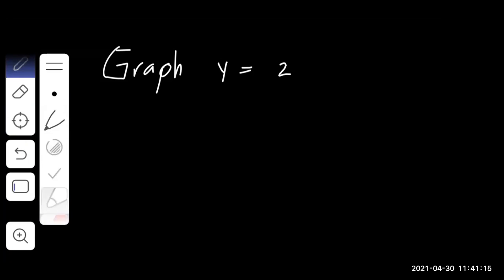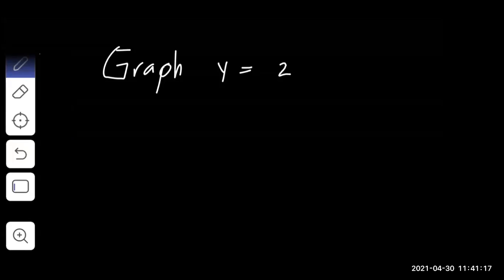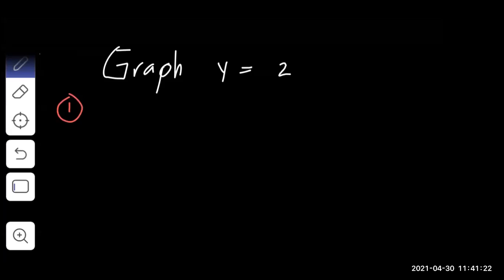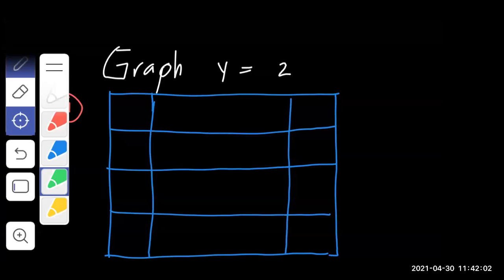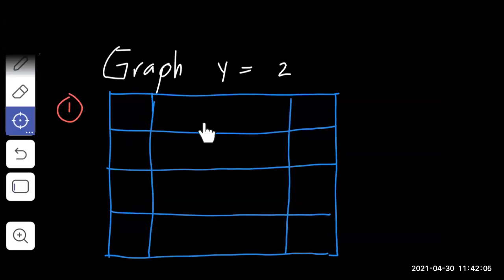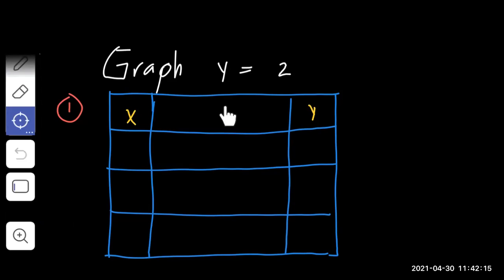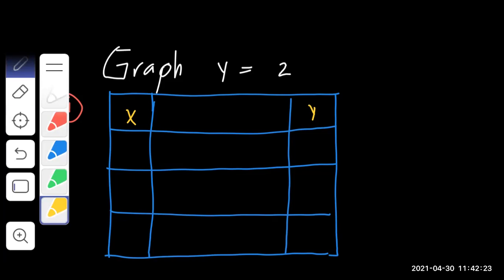So let's try to use a table and see what is going to happen. The first step is to make a table. This is a table with 3 columns and 4 rows. The first column is for the x values, here the y values, and in the middle column I'm going to put the function, the equation. I don't include y, just 2. That is the function, the number 2.